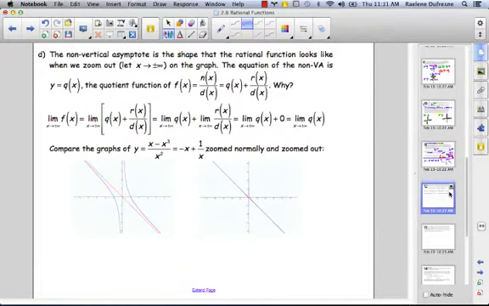All right, continuing on. The non-vertical asymptote is the shape that the rational function looks like when we zoom out on the graph. The equation of the non-vertical asymptote is y equals q of x. The question is why? Well, let's take a look at these two graphs, and I'll draw them again on the graphing program. If we were to perform the long division, we would get that this numerator divided by this denominator gives us this quotient, a remainder of 1, and the same denominator. Oops, that should say of x squared, because it should be the same denominator.